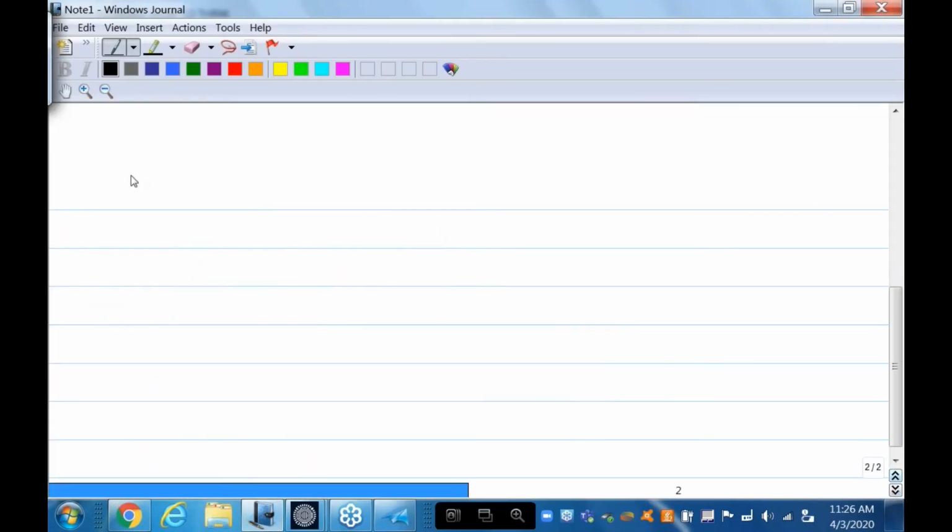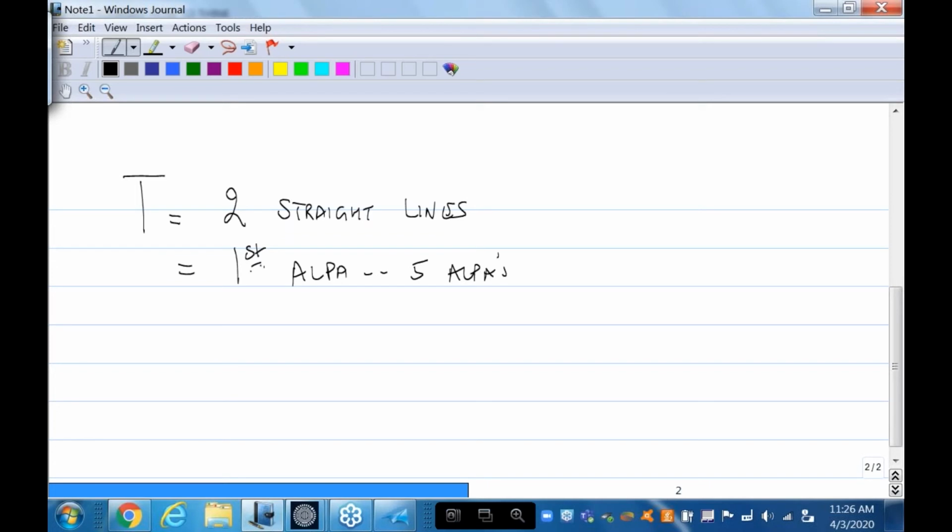So I would say T is the odd one out. Why is T the odd one out? Because it's got 2 straight lines. T is also the odd one out because it's the first alphabet in the series of 5 alphabets. So in the series of 5 alphabets, it's the first alphabet. That's why T is odd.